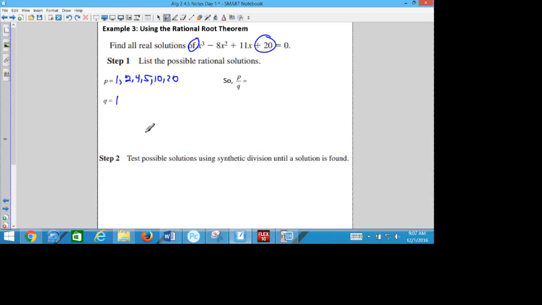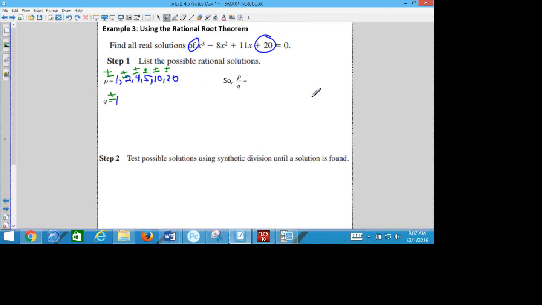All right. So negatives work also. So really, all of my possible solutions are positive or negative of every single one of these numbers. Now, to find the actual possible solutions, we're going to find every combination of p over q. So I'm going to take every p and put it over every q.